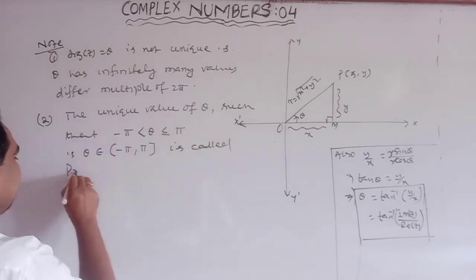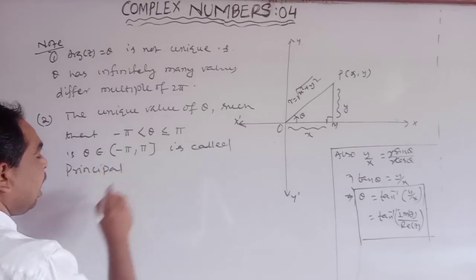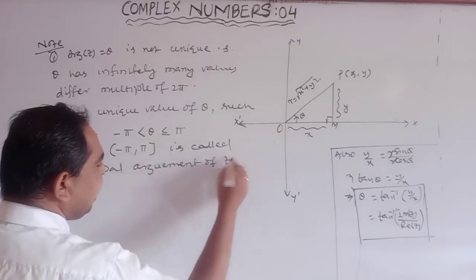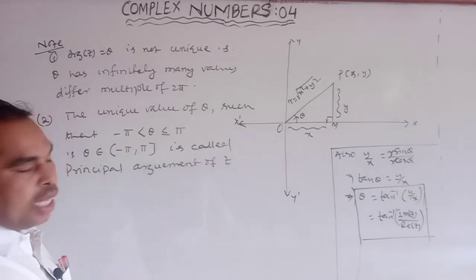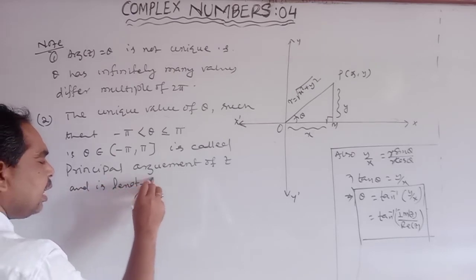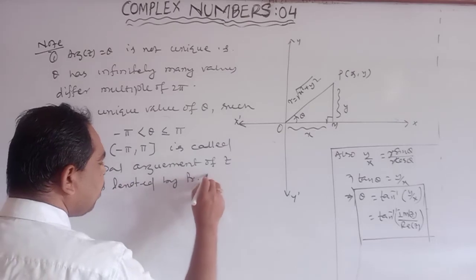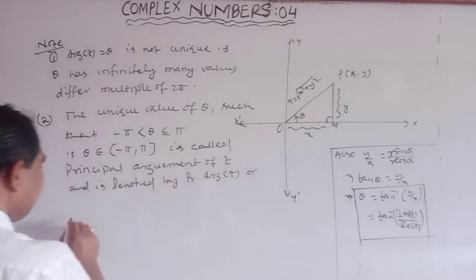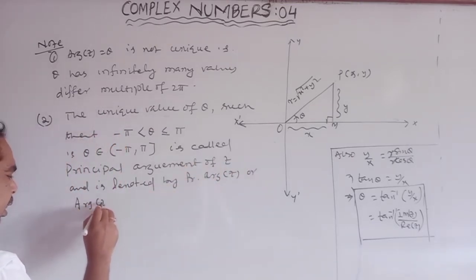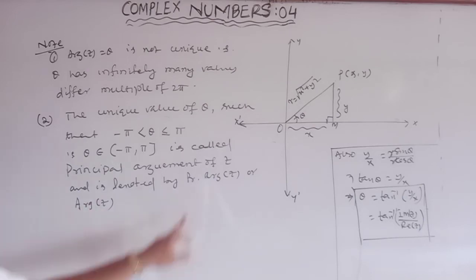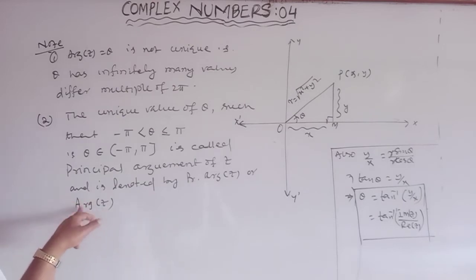Okay, is called principal value of theta, principal argument of z, and is denoted by PR arg z or capital A small r g, arg z, principal argument of z or capital A small r g z.